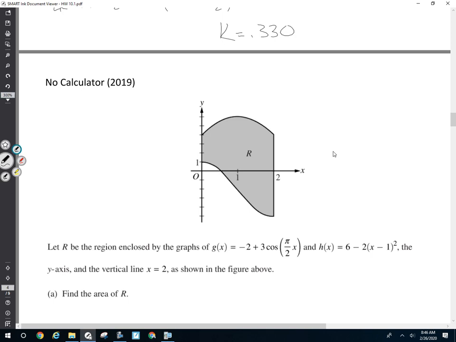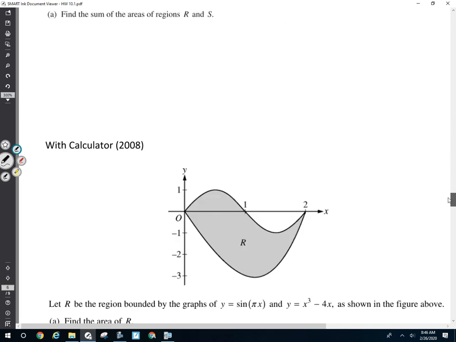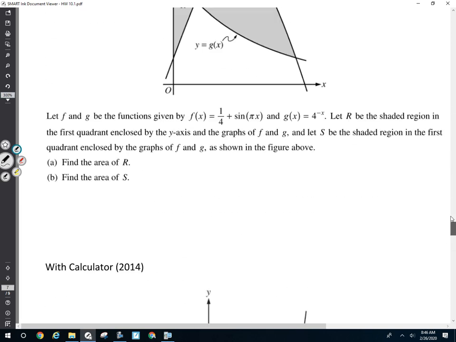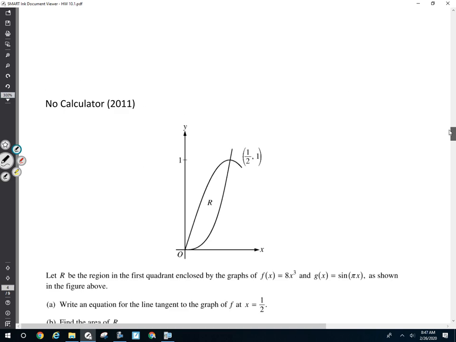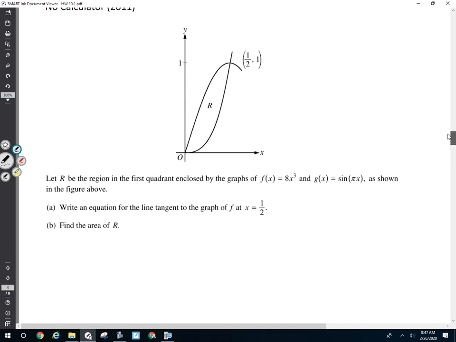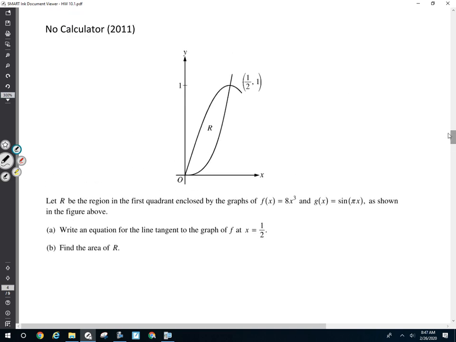Okay. All right, now we're going to do some of the free response problems that we've seen in past years. There's a bunch of them, but you'll see they're not bad. Some are no calculator, some are calculator. So we got part A, find the equation of the line tangent to f at x equals 1/2. This is a nice little review problem.